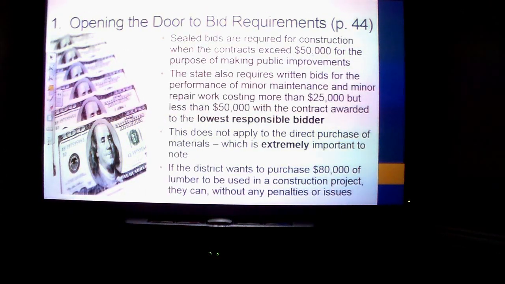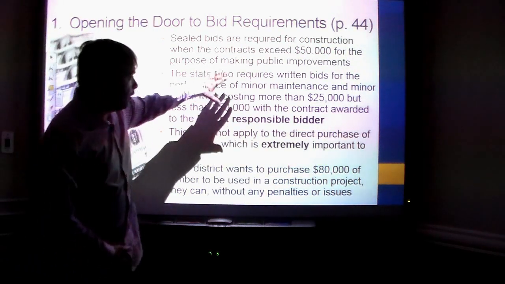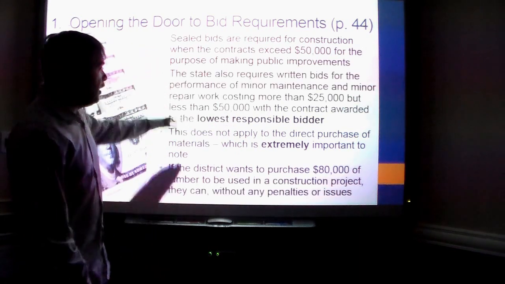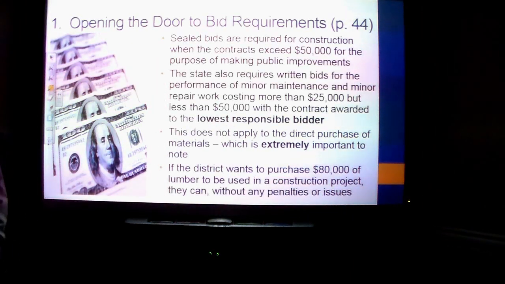So what do you need to know? You need to know that if construction is required and if it exceeds $50,000, a sealed bid is required. And we'll go over the sealed bidding procedure. That's what most of this topic is about. But the state also requires written bids for the performance of minor repair work for more than $25,000 to less than $50,000, but the contract has to always go to the lowest responsible bidder.